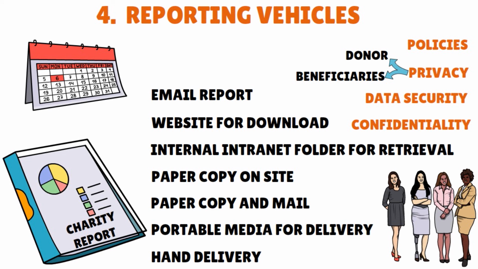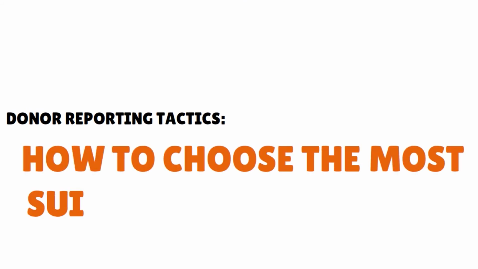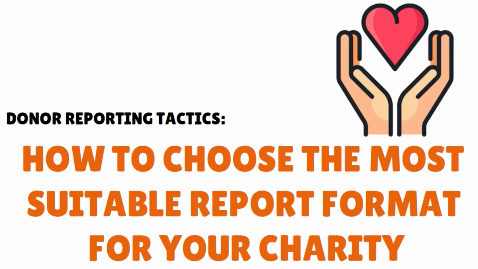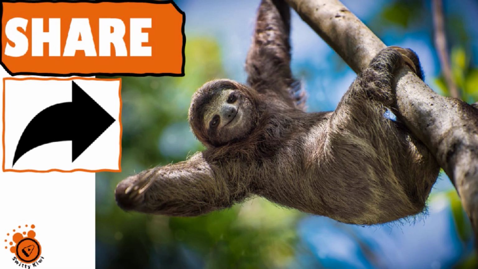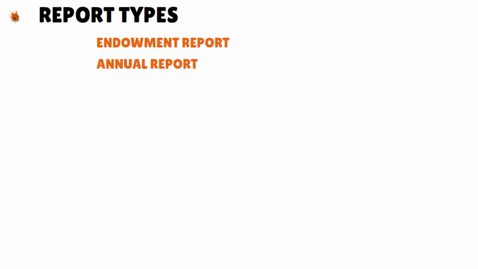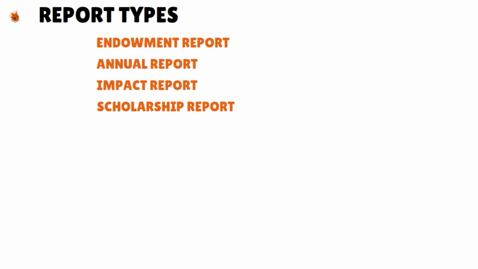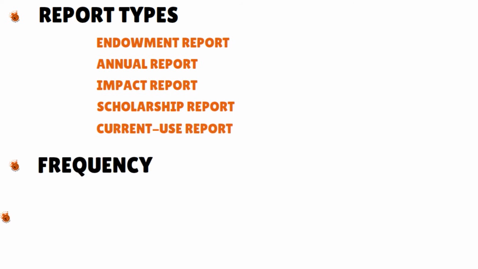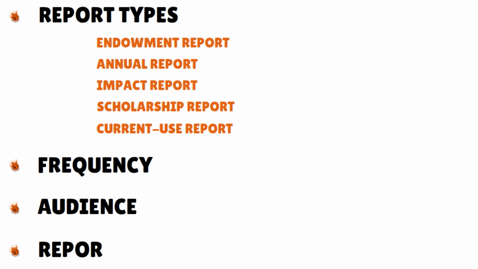All right, folks. This was today's conversation around donor reporting tactics, how to choose the most suitable report for your charity. And just quickly recapping things here. I spoke to you about the report types. Those are endowment report, annual report, impact report, scholarship report, and current use report. Spoke about the frequency, the audience, and the reporting vehicles when it comes to donor reporting.